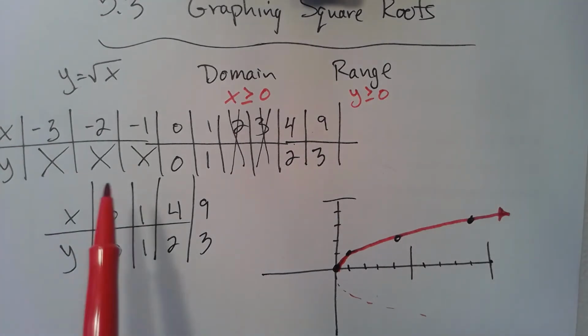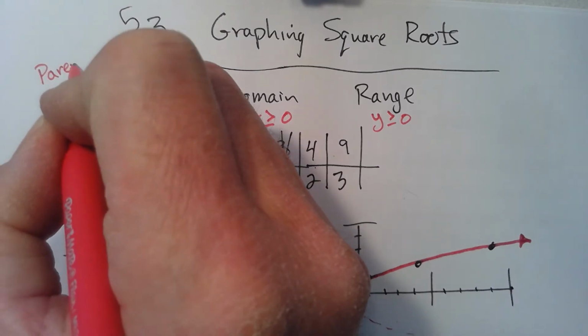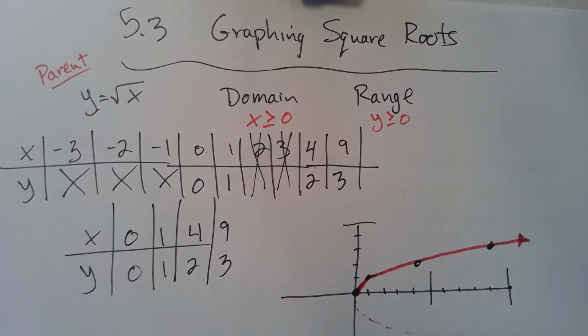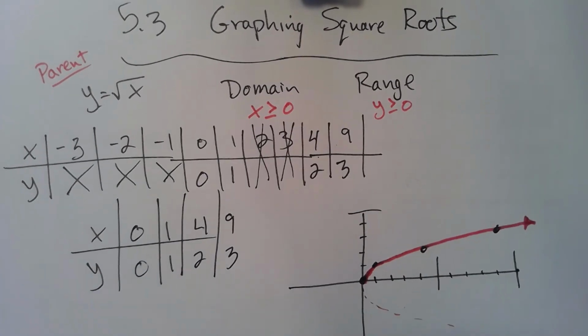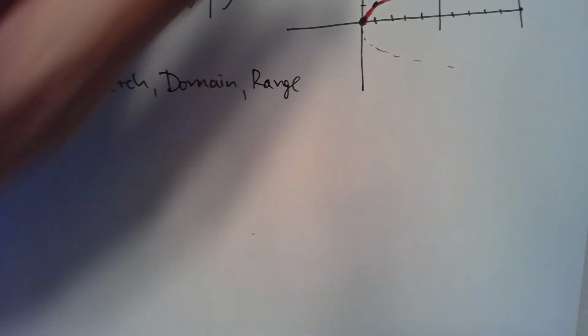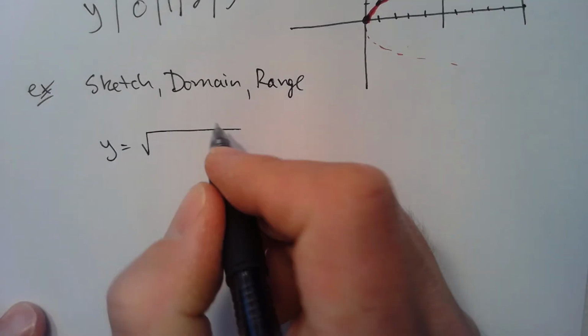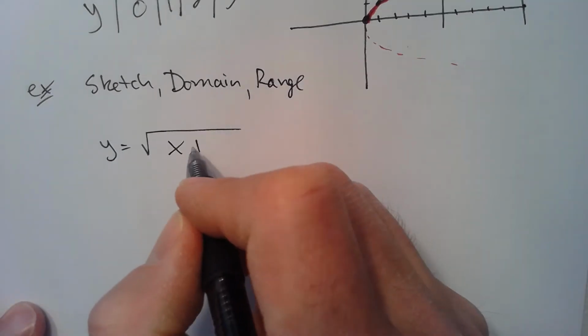Okay, so this right here is called the parent graph, as I said. So the parent graph of anything is just like the most basic equation you can come up with. I'll give you another example. So if we're going to find sketch, domain, range of y equals the square root of x plus 3.